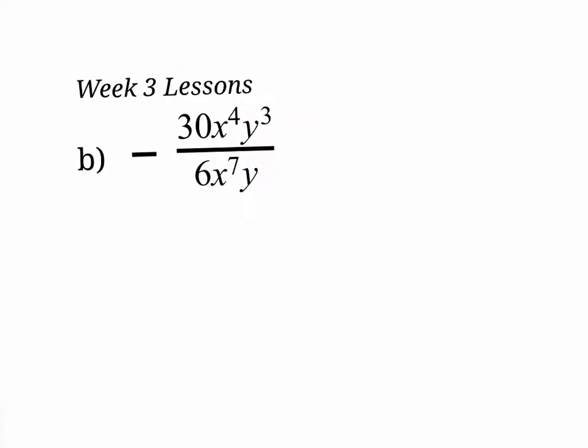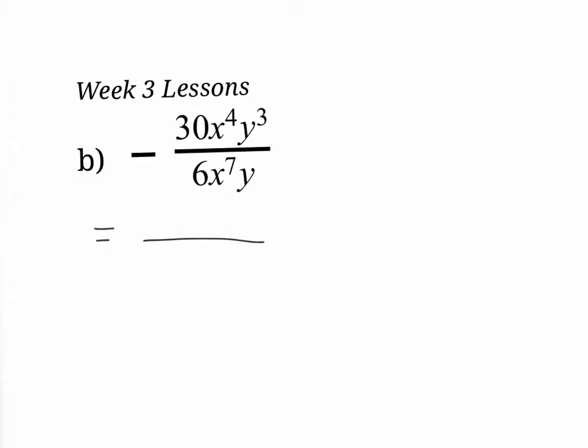Let's take a look at another one. Here we have a monomial divided by another monomial, so there's no factoring necessary here. All we're doing is simplifying because everything's already multiplying. So I'm going to start off with my fraction bar here. I'll keep my negative on the outside. And then let's deal with these numbers. So 30 divided by 6 just simplifies to 5. So I'm going to rewrite that as 5.